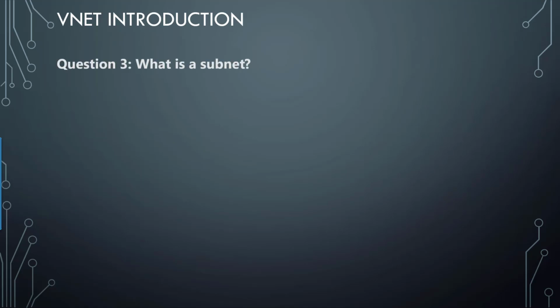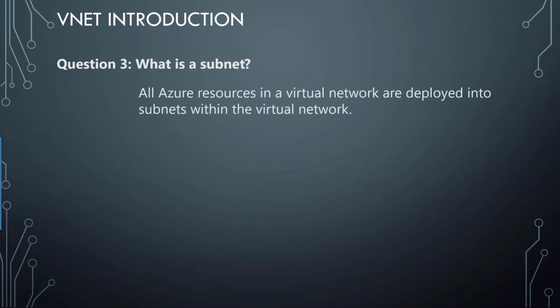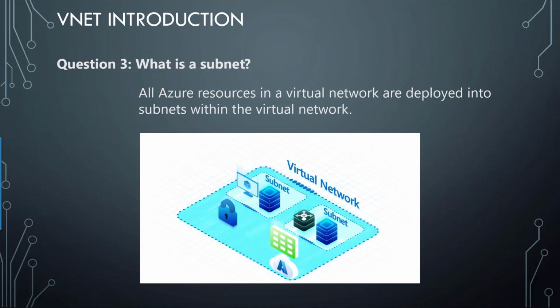Then next question is, what is a subnet? When you talk about VNet, you always hear about subnet. Well, it's a smaller part of a virtual network. And here's a nice graphic that's also from the video. So you see here the virtual network, and inside we have two subnets where you have your resources. So, for example, storage accounts, key vaults or something like that.